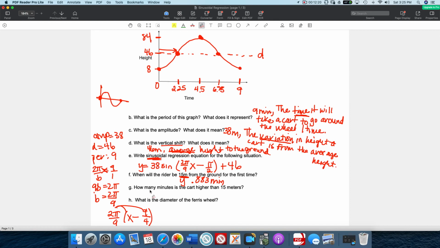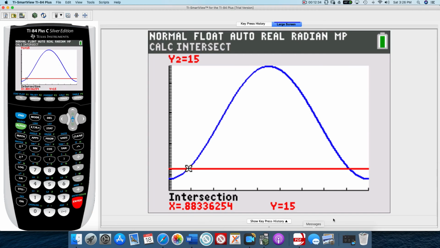Then it says how many minutes. So we want an answer for X. Is the cart higher than 15 meters? Well, guys, from here to here, anything above that's where it's higher than 15. So I want to figure out how long that takes. I want to know this distance right here. Well, I've already found the first time. All I need to do now is find the second time and then subtract the two.